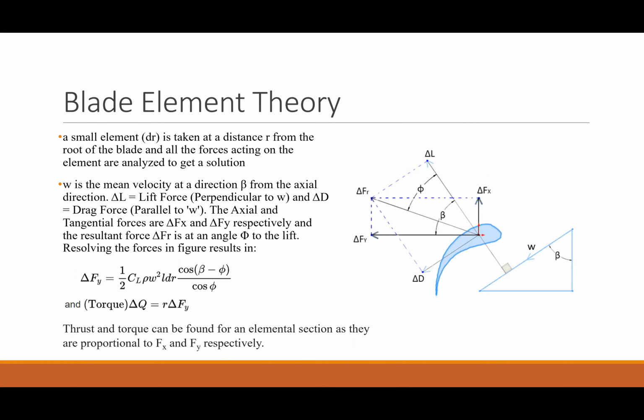In blade element theory, a small element, dr, is taken at a distance r from the root of the blade, and all the forces acting on the element are analyzed to get a solution. In the figure, w is the mean velocity at a direction beta from the axial direction, delta L is the lift force perpendicular to w, and delta D is the drag force parallel to w. The axial and tangential forces are delta Fx and delta Fy respectively, and the resultant force, delta Fr, is at an angle phi to the lift.